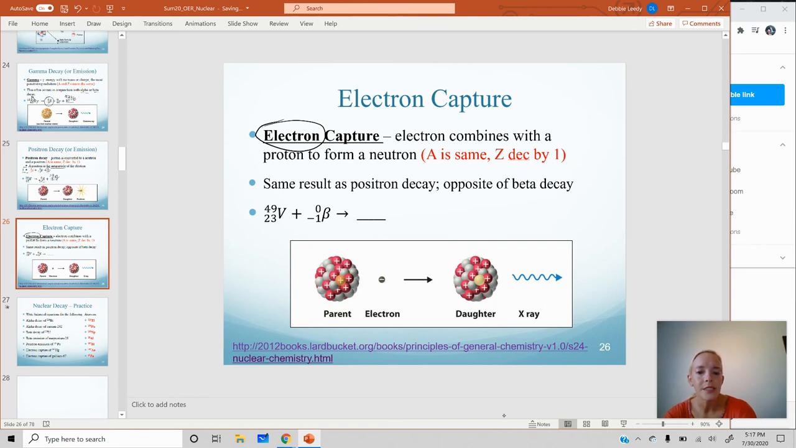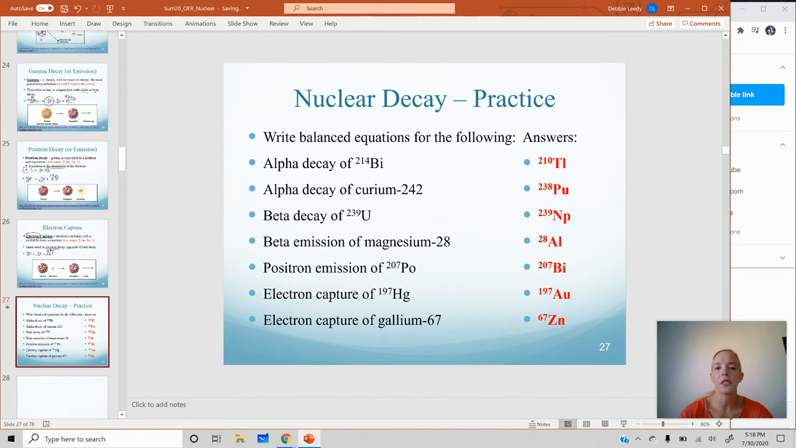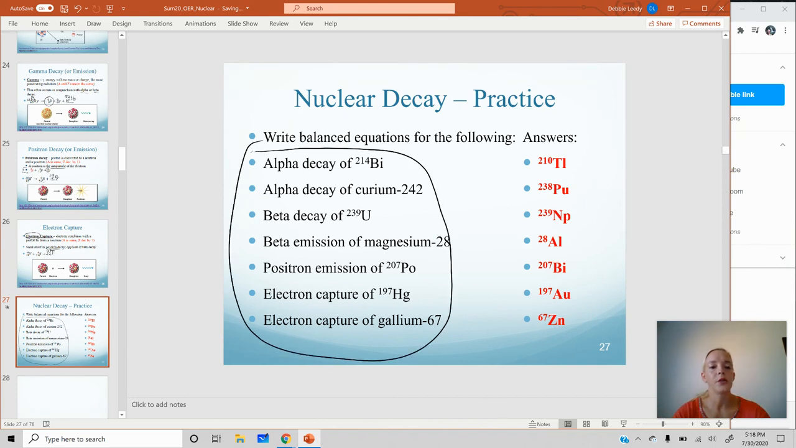And notice we get the same results as we would from positron decay. So our atomic number decreases by 1. When that happens, we end up forming titanium with an atomic number of 22, and we still have a mass number of 49. To make sure that all of this makes sense, here's a great practice slide for you. So the answers are left here, but on the left side, I tell you the decay process, the original isotope, and I want you to predict the daughter nuclide that is produced from each one.